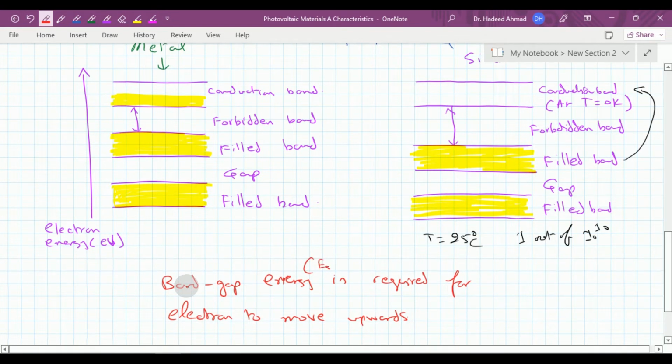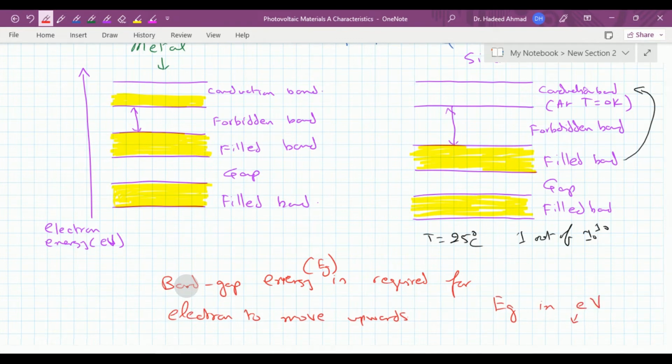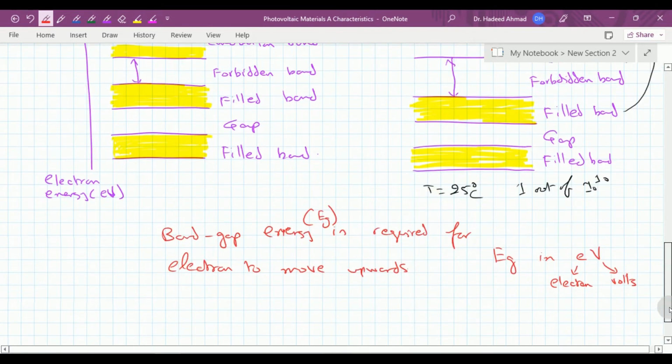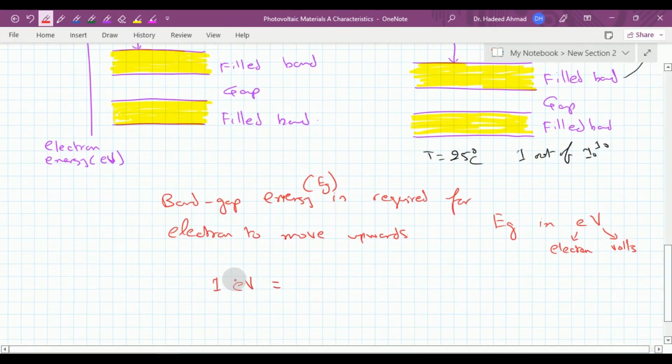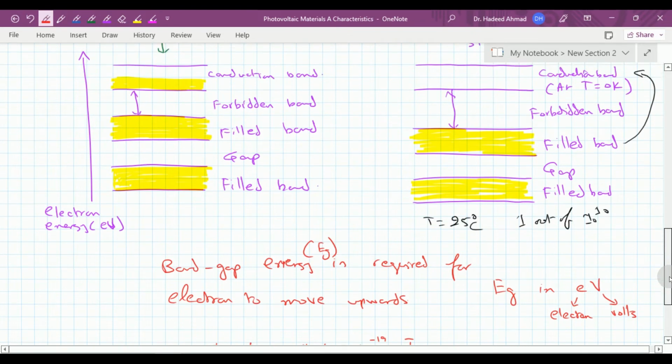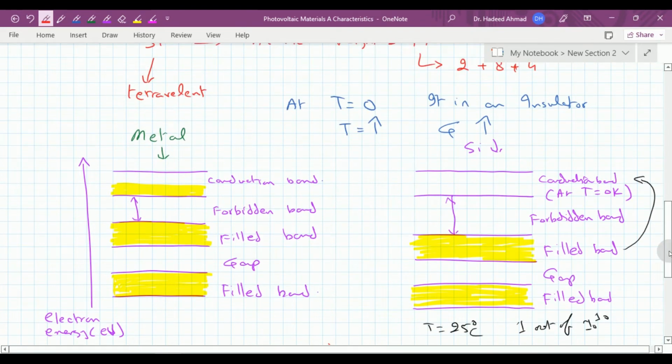It is known as Eg, and this Eg has units in eV, which is the electron volt, right? And this 1 electron volt is equal to 1.6 times 10 raised to the power minus 19 joule. And this band gap energy is dependent on the material which is used in making a semiconductor solar cell.